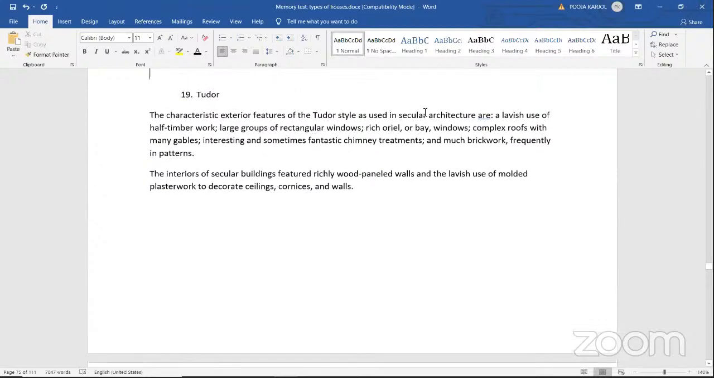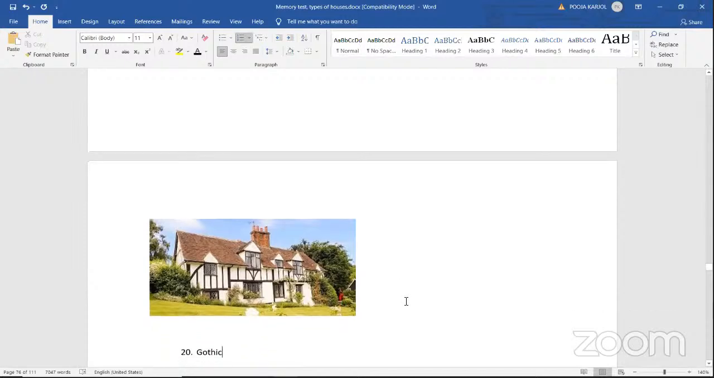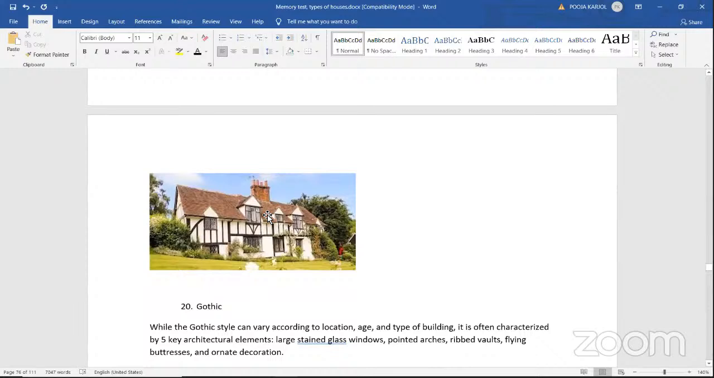Tudor, okay, see, they are a secular architecture, with lavish use of half timber work. Okay, very few architectural styles use timber. This is one of them. All of them will be local for domestic. Bay windows, complex roofs with many gables. Chimney treatments, brickwork, frequently in patterns. The interiors have rich wood paneled walls, lavish use of molded plasterwork to decorate ceilings, cornices, and walls. You can see here. Most of it is timber. It has 2 or 3 stories, and elaborate. Ma'am, timber is wood. Yes, it's a kind of wood.